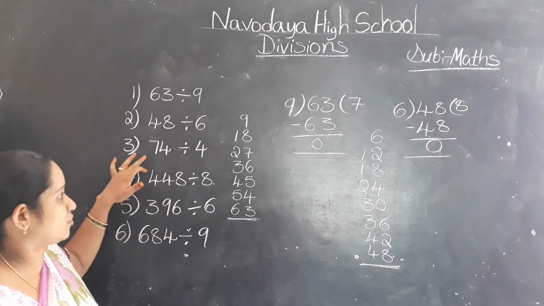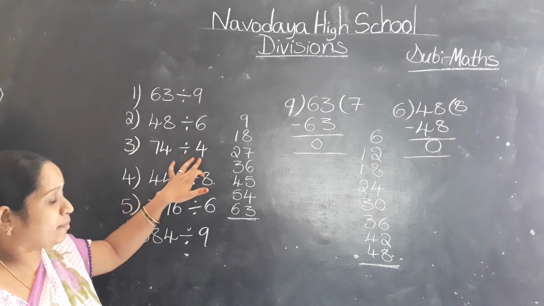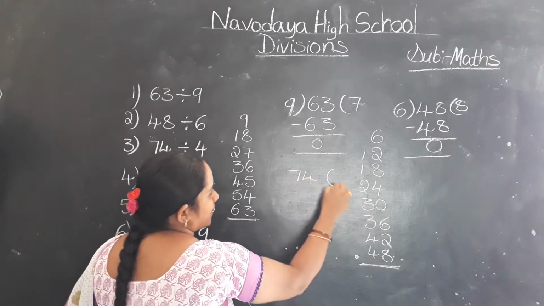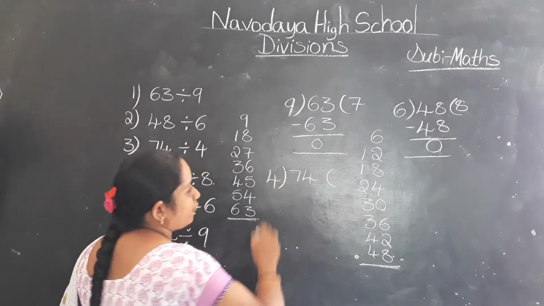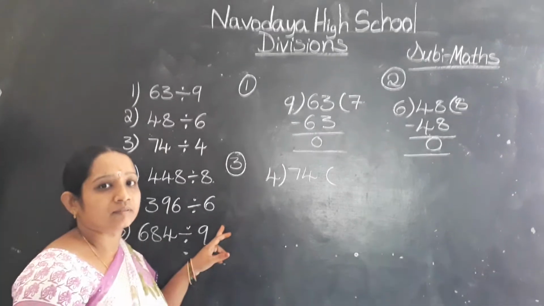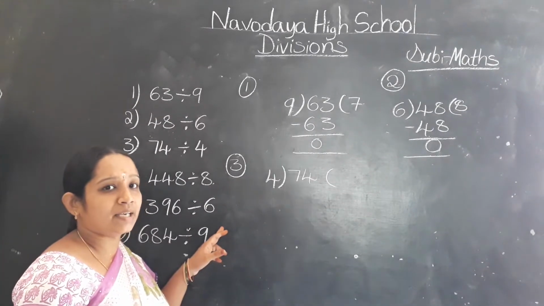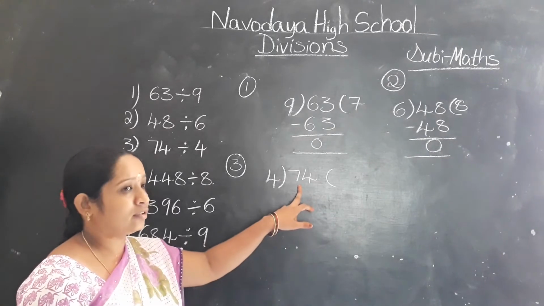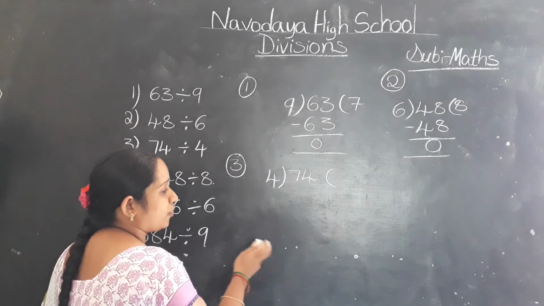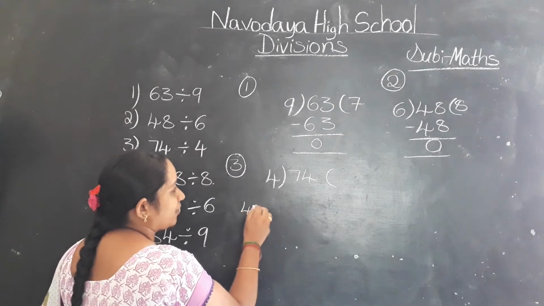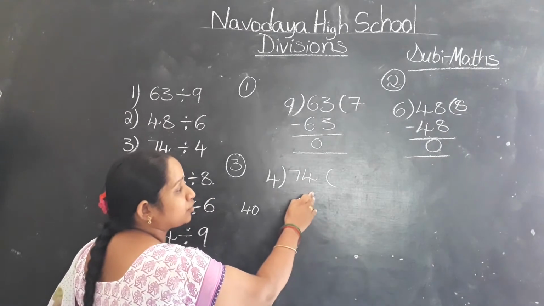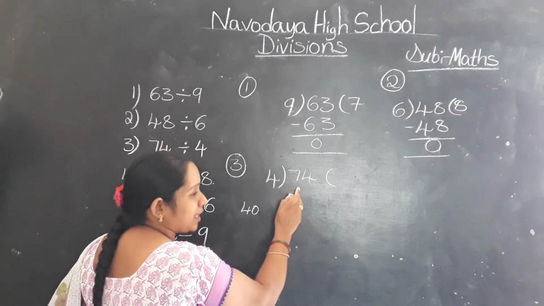Okay children, next one. 74 divided by 4. In 4 table, how many times you will get 74? You know up to tens are only. 4 tens are 40. But here we have 74. So here you have to take one place only.